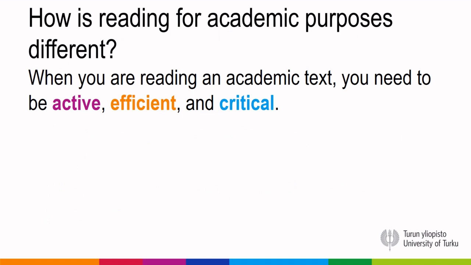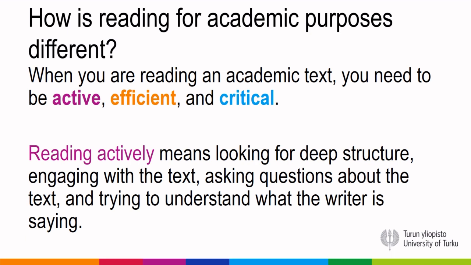Okay, so comparing the reading that you've done in the past to the reading that you need to do now for academic purposes, we're going to look at three things. When you're reading an academic text, you need to be active, efficient, and critical. Let's look at each of those things. First, when you're reading actively, that means that when you're looking at a text, you're going to be looking for the structure of the text. You're going to be reading very carefully. You're going to be asking yourself questions about the text and trying to understand what it is that the writer wants you to know.